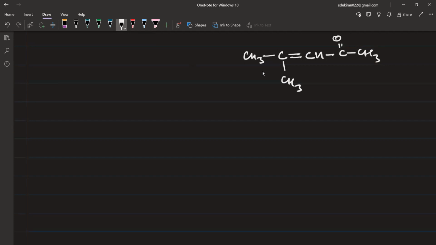You can also do this reaction if you have acetophenone. Benzene ring, C double bond O, CH3. Okay, and then you have one more benzene ring, C double bond O, CH3.